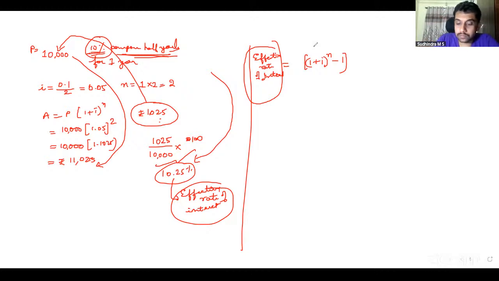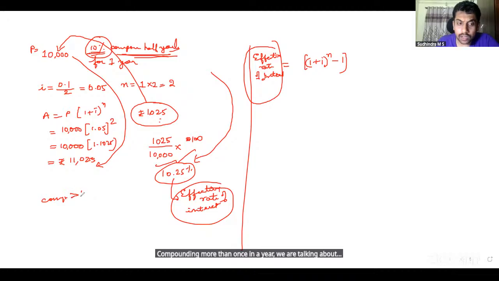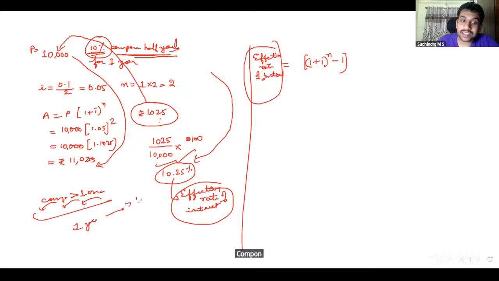Sir, if it is more than 1 year, it will be more, right? If it is less than 1 year, it will be lesser. Technically, less than 1 year in the sense, see, compounding more than once in a year. We are talking about compounding happening more than once a year, meaning it's happening half yearly, quarterly, monthly. In such cases, in 1 year, compounding will be 2 times, 4 times, 12 times. So then effective rate of interest comes into picture.